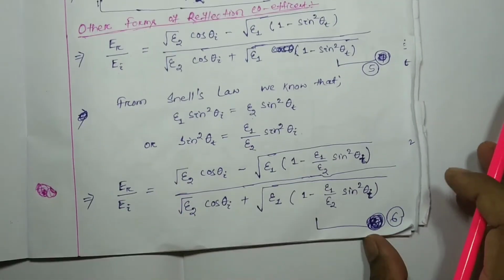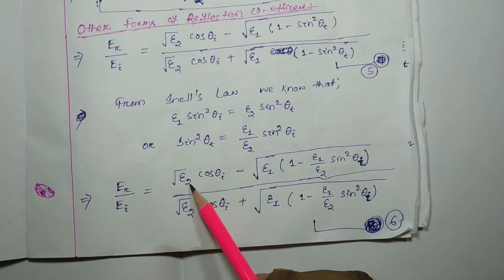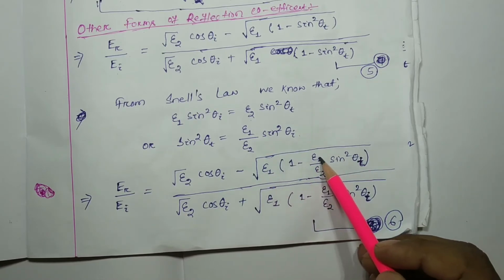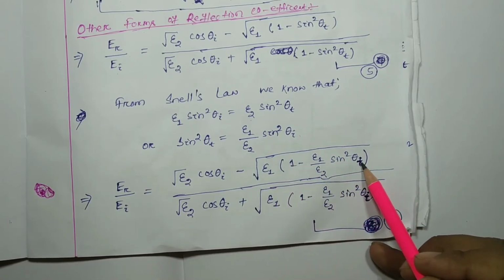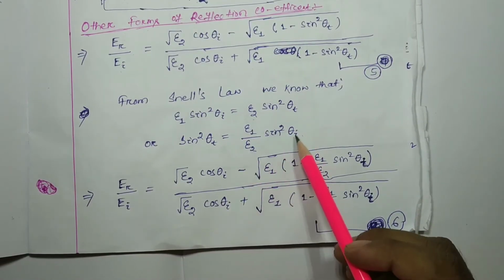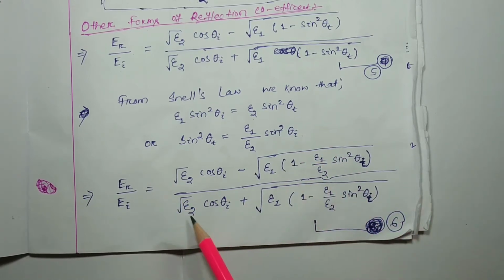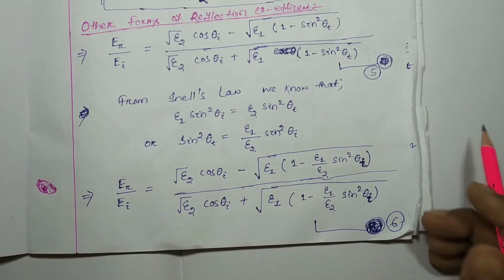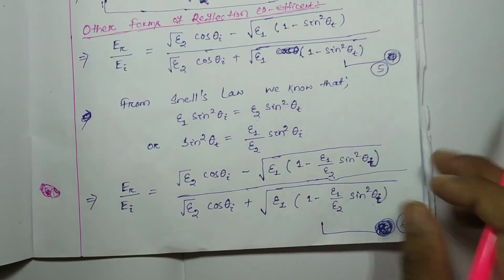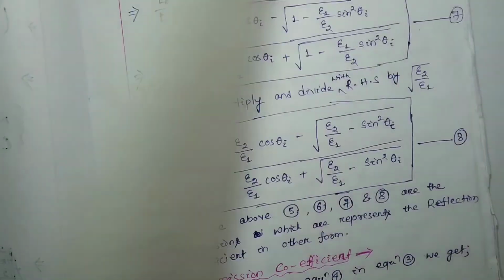Then what are we going to get? ER by EI equals (root epsilon 2 cos theta I minus root of epsilon 1 into 1 minus epsilon 1 by epsilon 2 sin square theta I) whole divided by (root epsilon 2 cos theta I plus root of epsilon 1 into 1 minus epsilon 1 by epsilon 2 sin square theta I). Instead of sin square theta t, we substitute epsilon 1 by epsilon 2 sin square theta I. Okay, let this be your equation number 6. Also, equation number 6 is another form of your reflection coefficient. Different forms will help you solve problems in your exam.